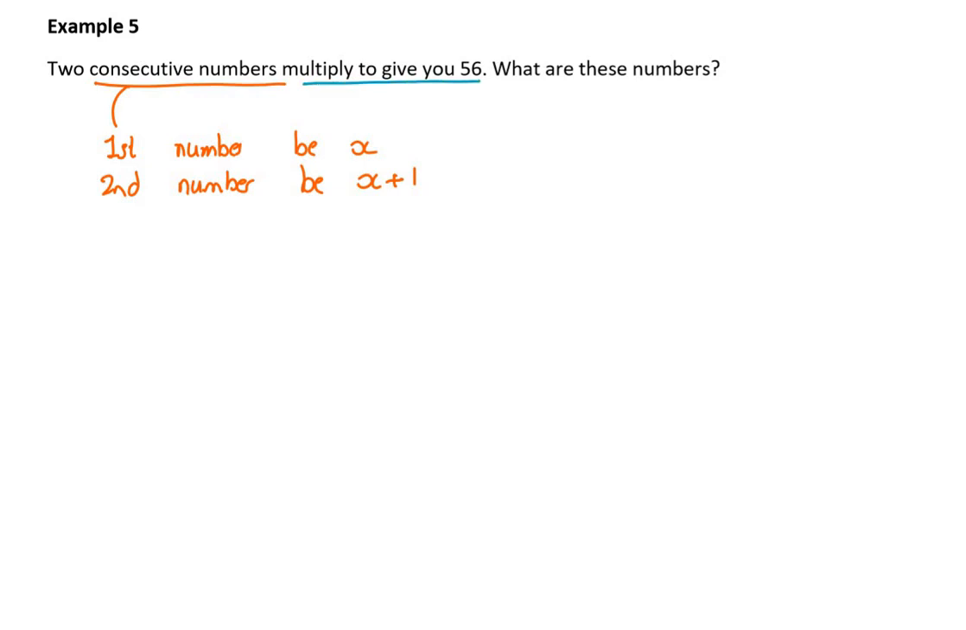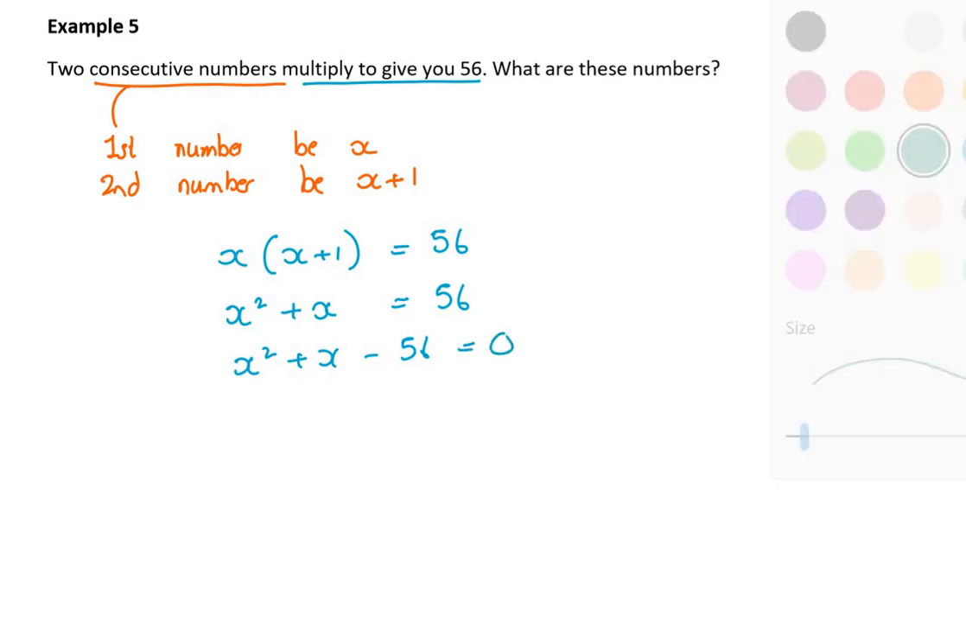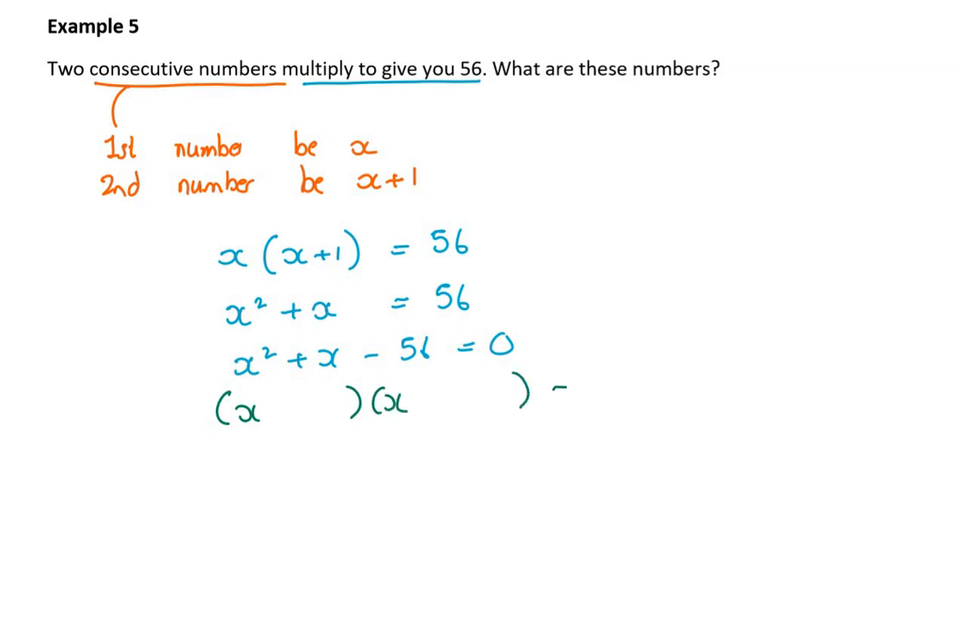Now again, I can guess the answer right now, but that's not the point. When we get to higher grades, they're not going to be able to be guessed. So let's try and make an equation. That product multiplies to give me 56. So I multiply out, I get x squared plus x equals 56. And what do you know? It's another quadratic. So I make one side equal to 0 by minusing 56 on both sides. And I factorize. So this gives me x times x.